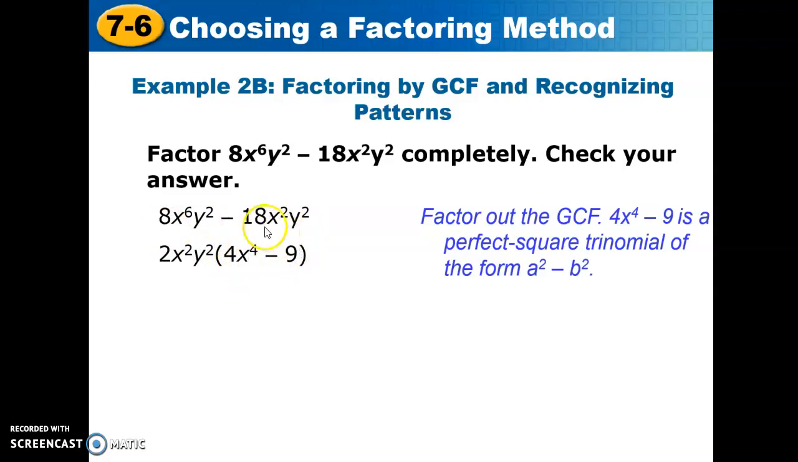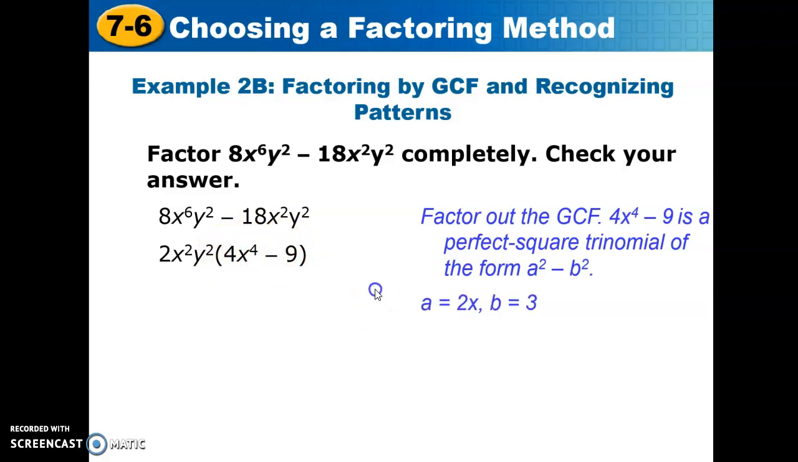Okay, so now you want to look at what's left in parentheses, and I notice there's 2 terms. There's a minus sign, so it's a difference of 2 terms, but are these perfect squares? And they are. 4x to the 4th and 9, those are both perfect squares, so we can do difference of squares with that. What we're going to do is drop down our GCF. That goes on our next line, and then we're going to factor this using difference of squares. So the square root of 4x to the 4th is 2x squared, and the square root of 9 is 3.